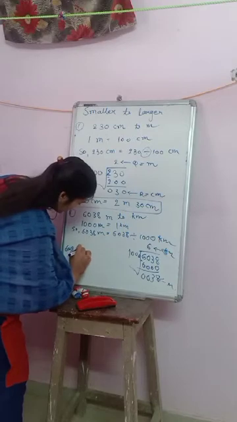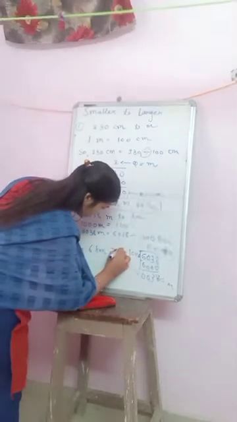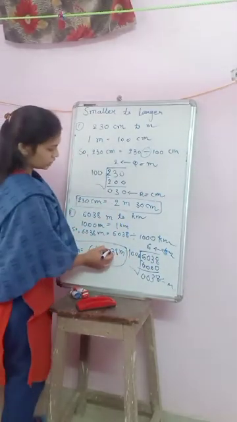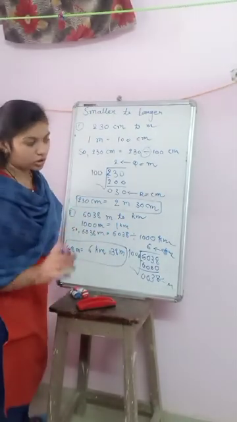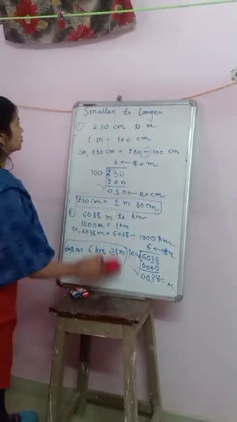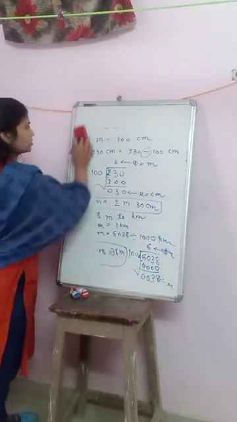So 6038 meter equals 6 kilometer 38 meter. If you want to put 038, that is also okay, but you can put 38. It looks good. Okay, simple thing. Then we are doing the operations.